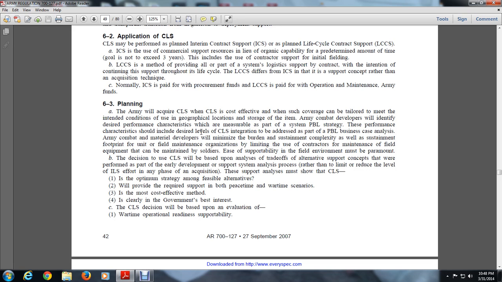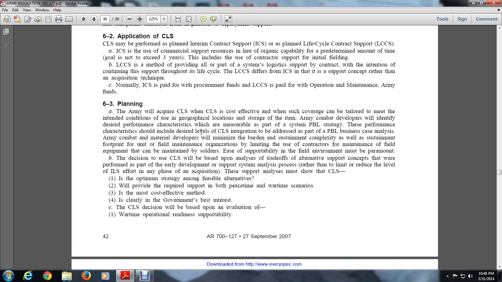Army combat materiel developers will minimize the burden, assessing sustainment complexity as well as the sustainment footprint for the unit, limiting field maintenance organizational requirements by using contractor maintenance for equipment otherwise maintained by soldiers. Each supportability and field environment must be paramount. The decision for contractor logistics will be based upon trade-off analysis of alternative support concepts, performed in the early development support system analysis process, rather than limiting to reduced levels of integrated logistics support.